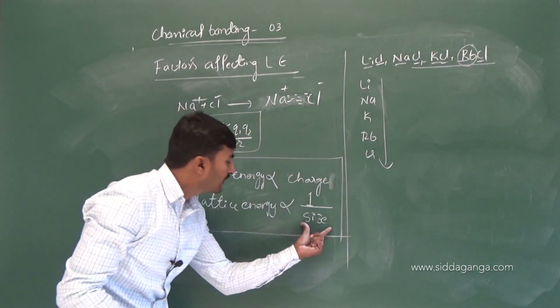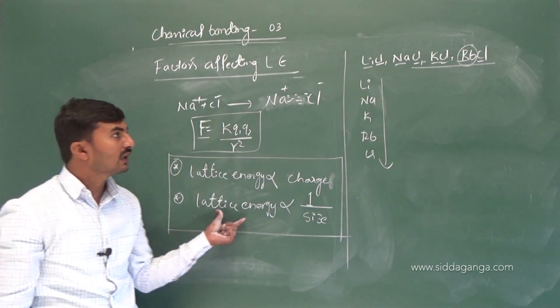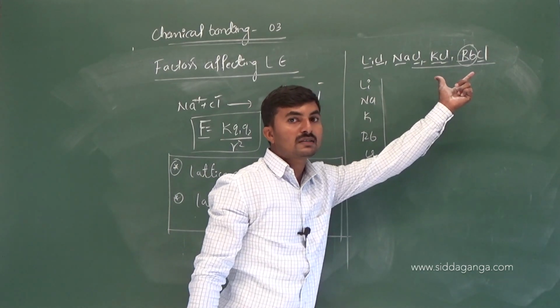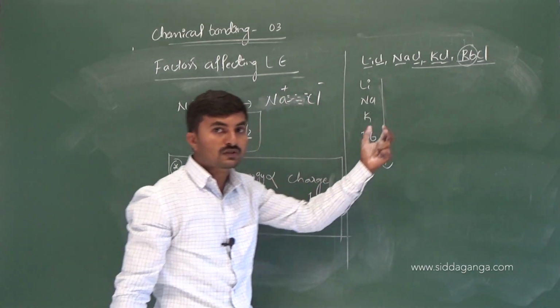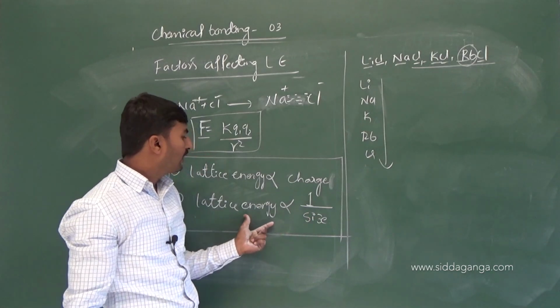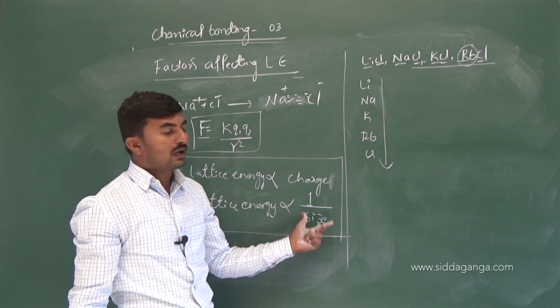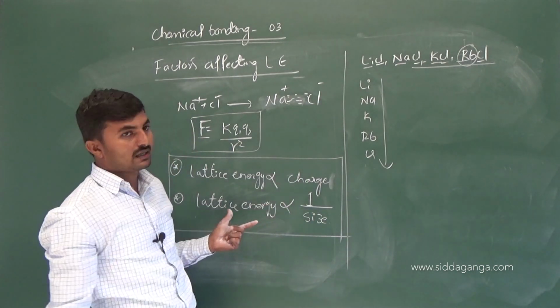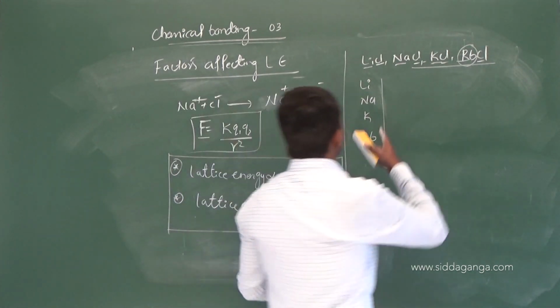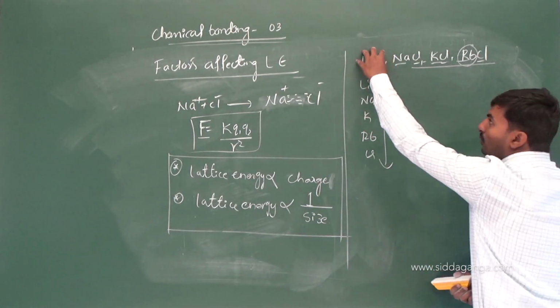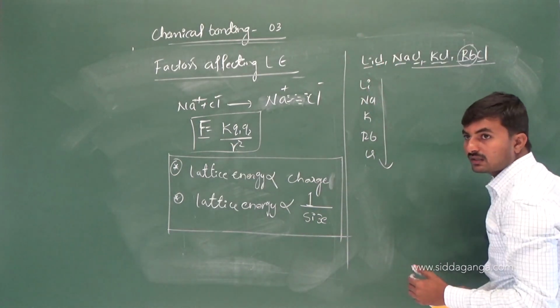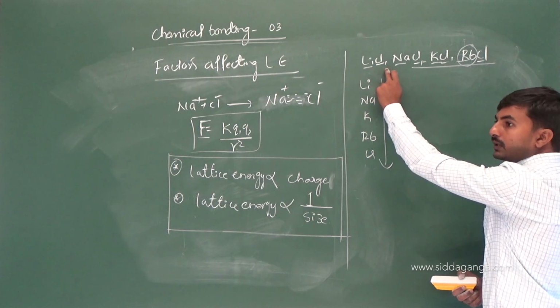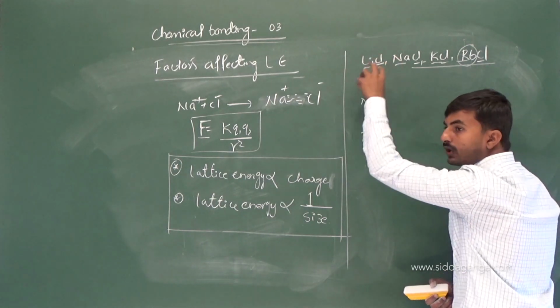If it has more atomic size, then which one has the lowest lattice energy? Rubidium chloride. RbCl is the ionic compound which possesses a less amount of ionic strength in its ionic bond, and which possesses less lattice energy. Then what is the order? Which is the compound which possesses higher lattice energy? It is lithium chloride, because the size of lithium is small here.